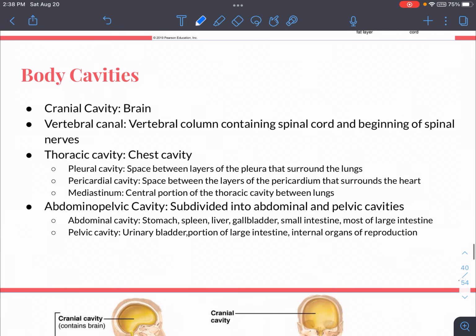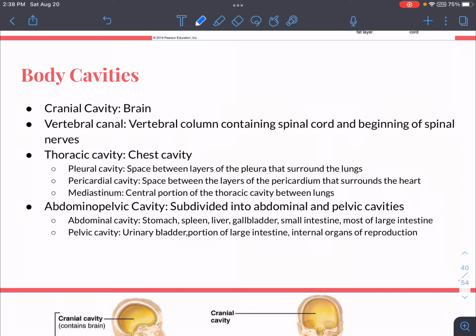We have our vertebral section, which houses your spinal cord and the beginning of spinal nerves. The nerves that come out of your spinal cord and go to different places around the body. We have our thoracic cavity, our chest cavity.